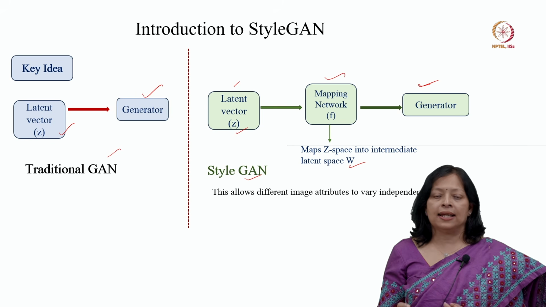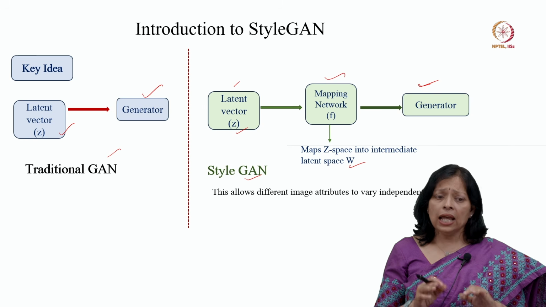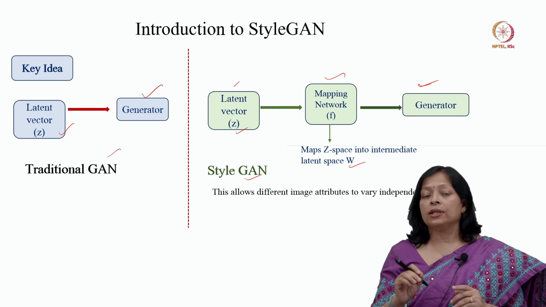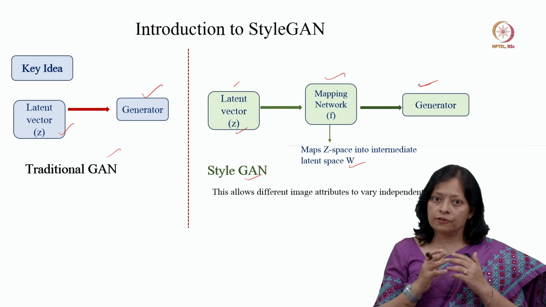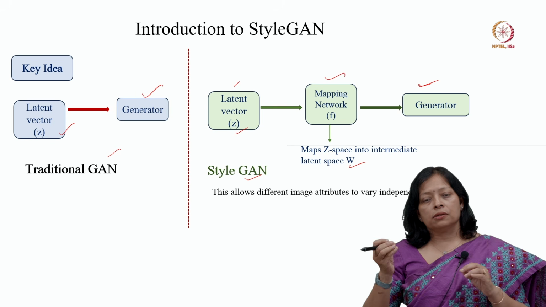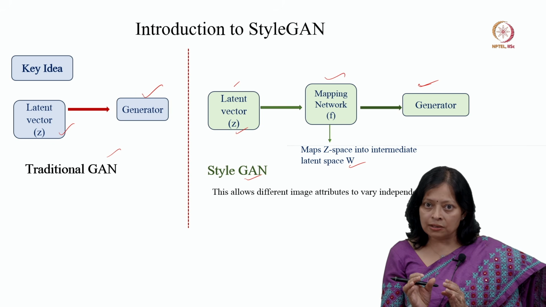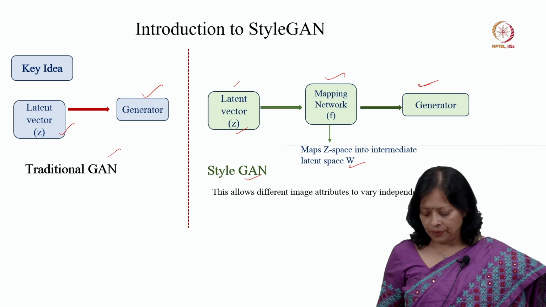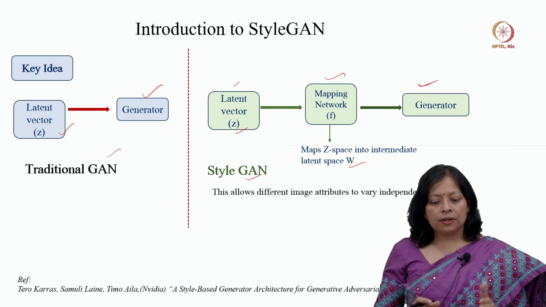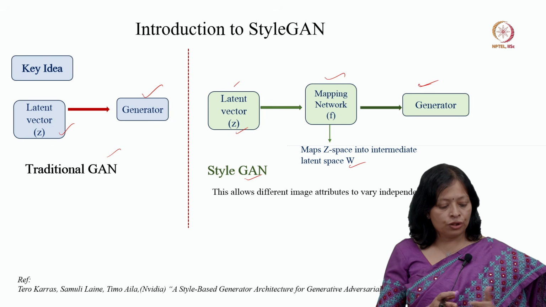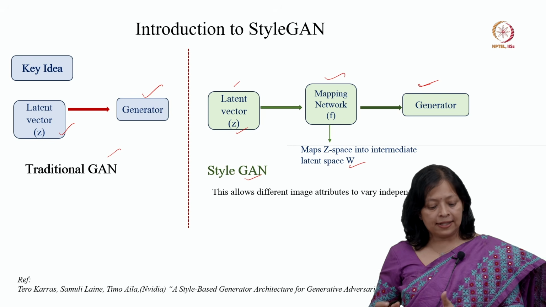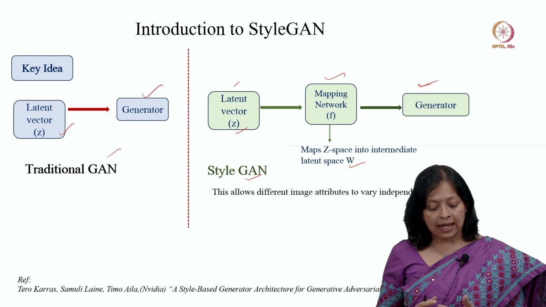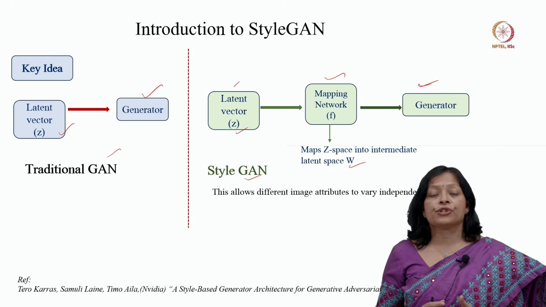That means, in Style GANs, if I want to change the color of the hair, I can change it independently without changing the shape of the face. Or if I want the smile to be a little bit reduced or increased in a facial expression, that can be done independently. Now, this concept of Style GAN was first introduced by Tero Karras and his team, scientists from NVIDIA, in the paper A Style-Based Generator Architecture for Generative Adversarial Networks.